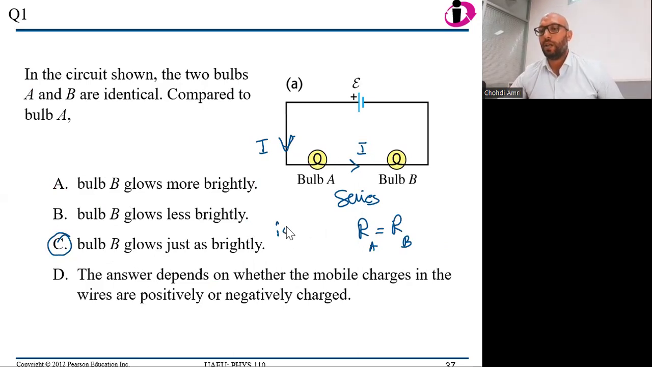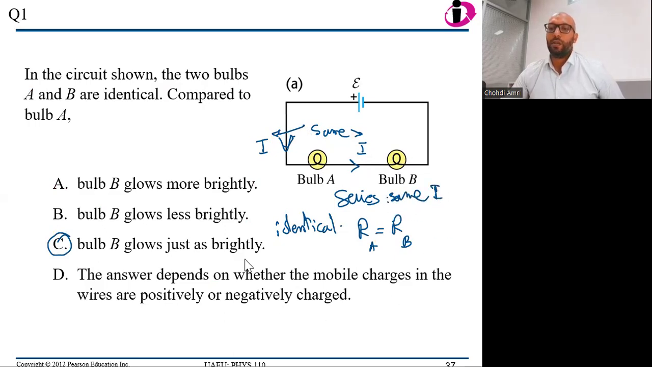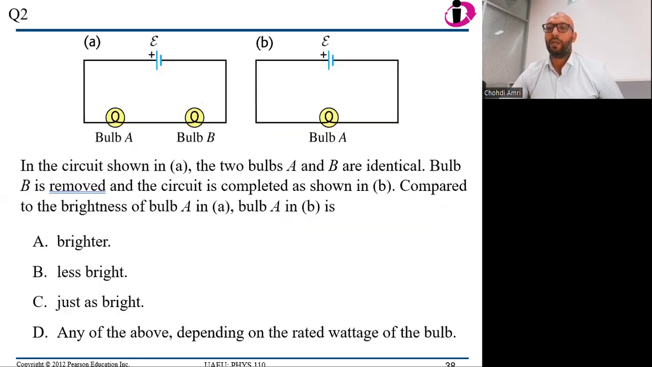Why? Because they are identical, with the same current, the same I, because they are in series. And the power, as you know, is I squared R. Same I, same R, that means same power. Good. In the circuit shown in A, the two light bulbs are identical. They have the same resistance.